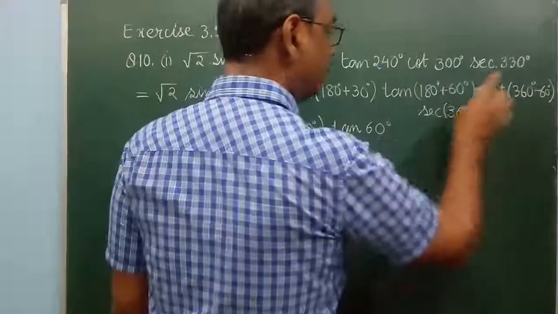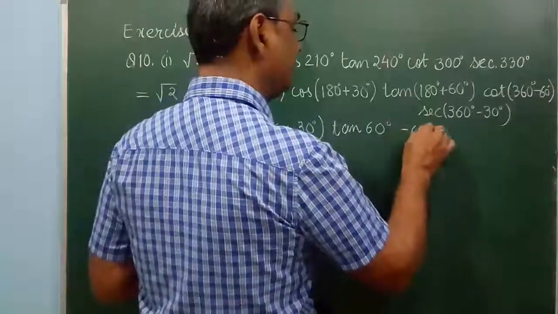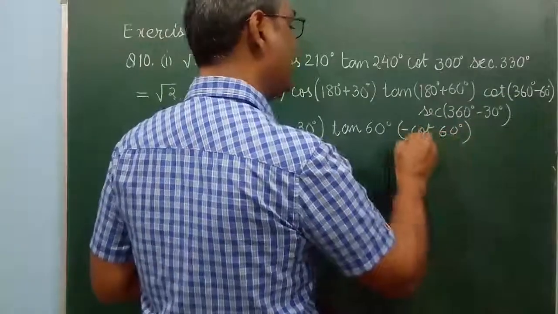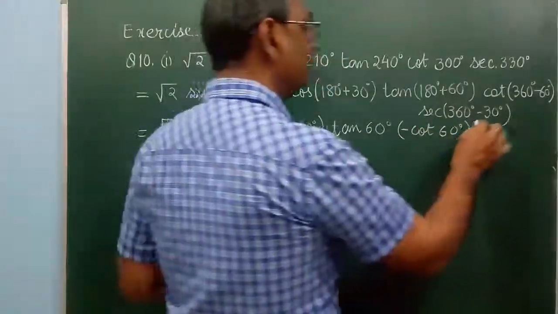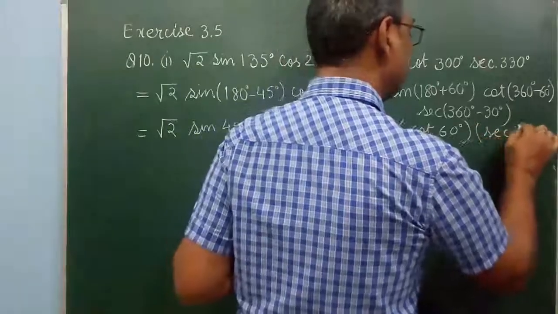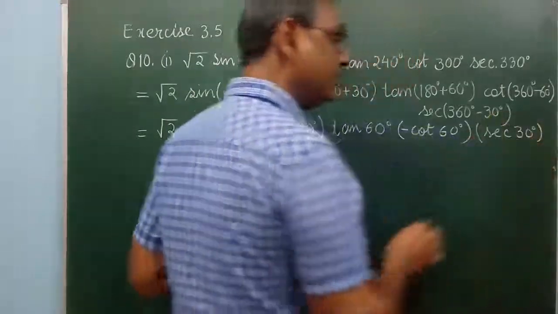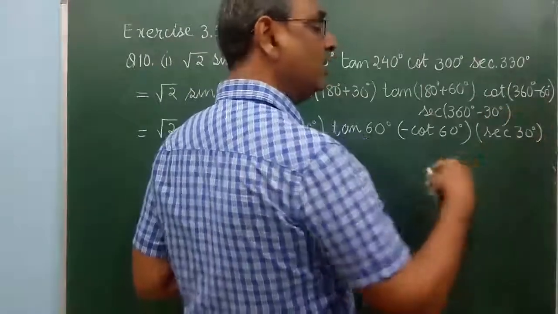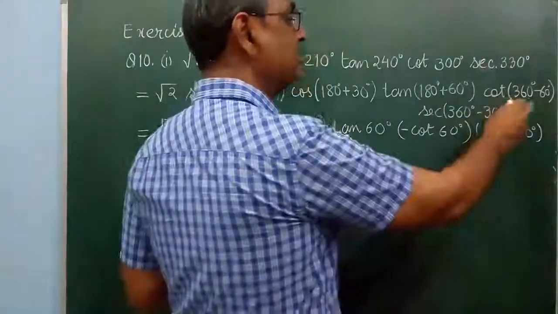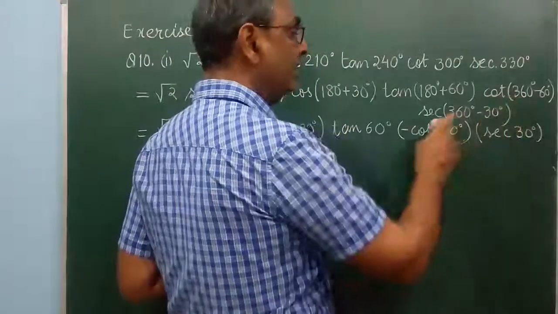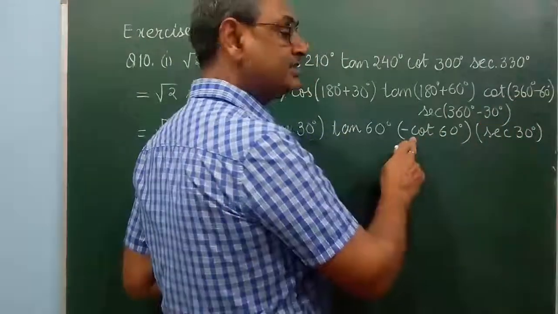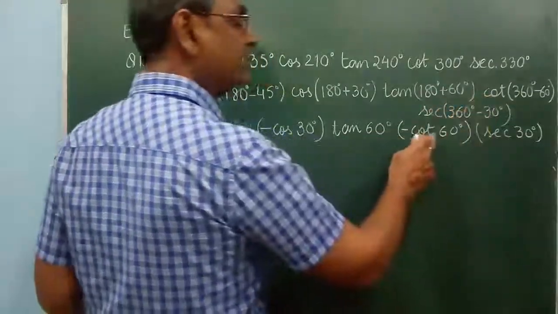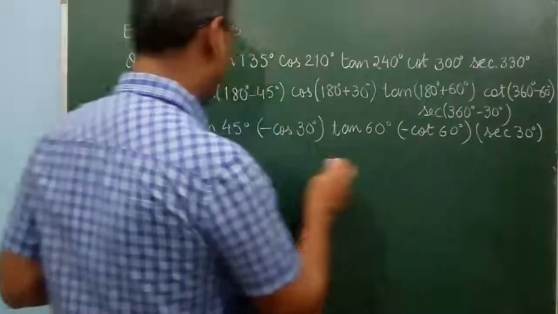This is fourth quadrant, so here it will be minus cot 60 degree. And this is again fourth quadrant, so this is sec 30 degree. There is no change in trigonometric function when it is 360 minus theta or 360 plus theta. 360 minus theta gives you fourth quadrant. Only there is a change in sign. So the sign here is minus because cot and tan are minus in fourth quadrant.